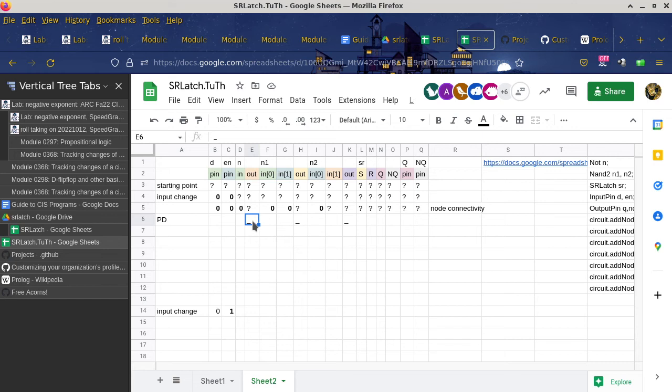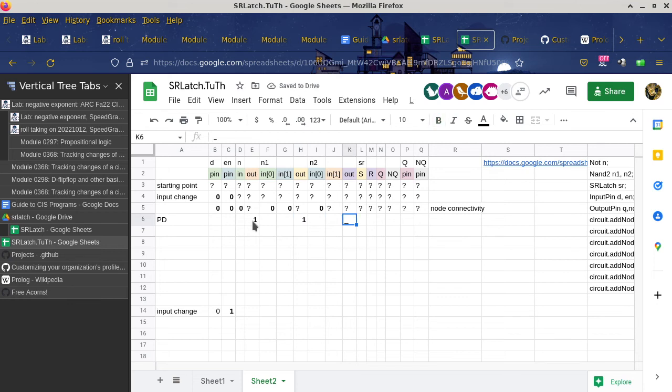What do you think it's going to be? It's going to be a 1. Very good. And this is also going to be an update because it used to be unknown and now it is 1. So it has to be boldfaced. What about the output of N1? It's 1 again. Very good, because it is the result of 0 NAND 0. And it's also a change from unknown and therefore it is also boldfaced.